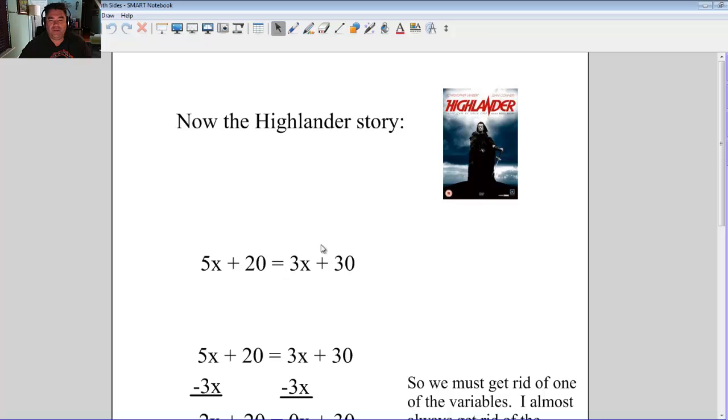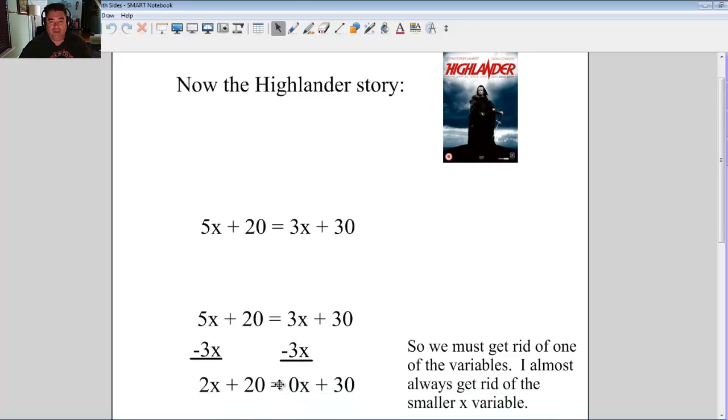So I'm going to get rid of this 3x. Well, the opposite of positive 3x is minus 3x. If you minus 3x on one side, you have to minus 3x on the other. So, by minusing 3x, this goes away. 0x, remember, just is 0. And 5x minus 3x makes 2x. So now, my equation is 2x plus 20 equals 30.